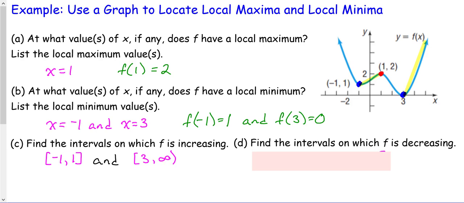So find the intervals where f is decreasing. So it is decreasing in 2 spots. So it's decreasing from -infinity up to and including -1, and then it's also decreasing from 1 to 3. Both are included in our brackets.